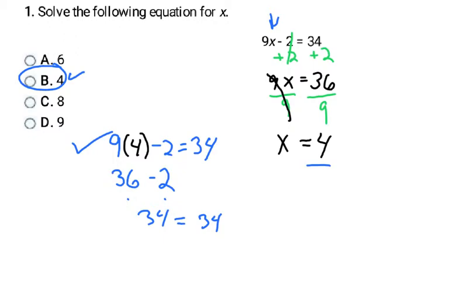So every single one of these problems you do, you can know before anybody checks you whether or not you have it wrong or right.